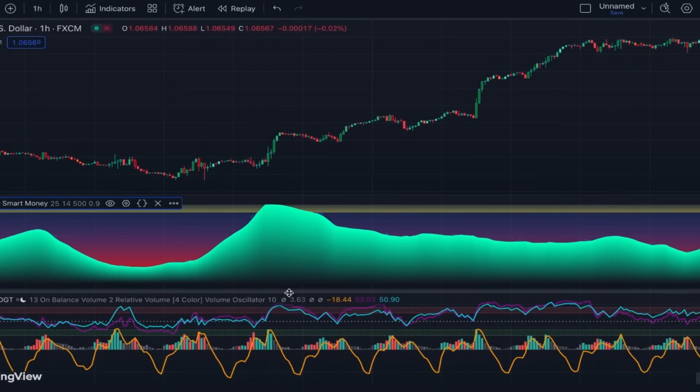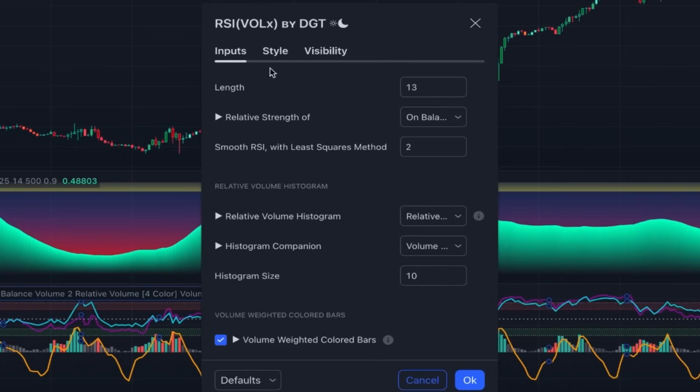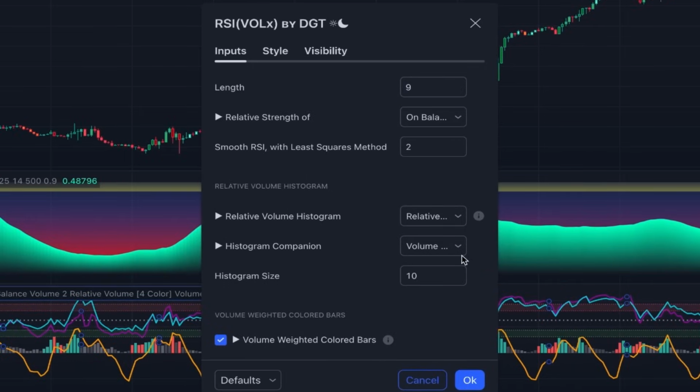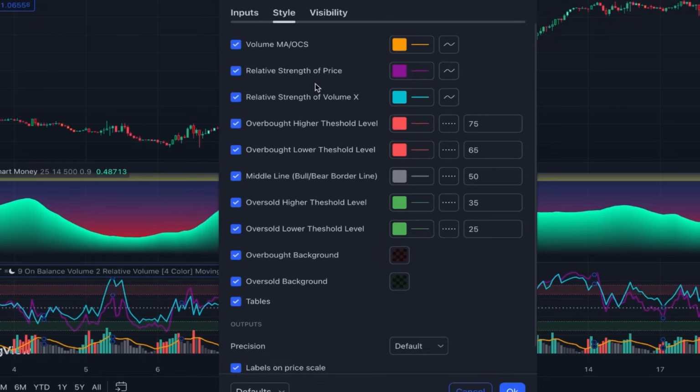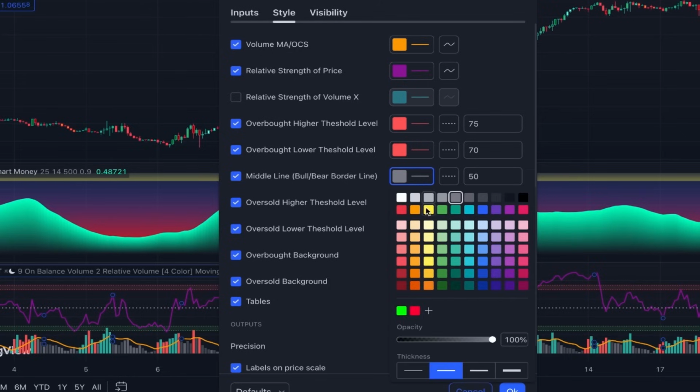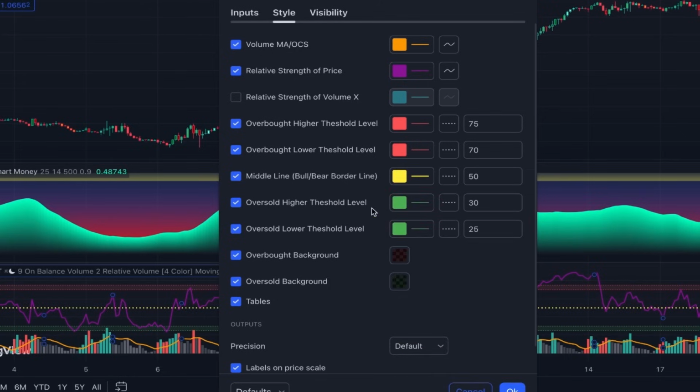So here we go to the settings of the indicator, and here for the length we set it at 9, and here for histogram companion we set it at moving average, and then here in the style tab we remove relative strength of volume, because in our strategy we only need RSI. For overbought lower threshold we set it at 70, and for oversold higher threshold we set it at 30. And for the middle line we change the color to yellow so we can better see it on our charts.